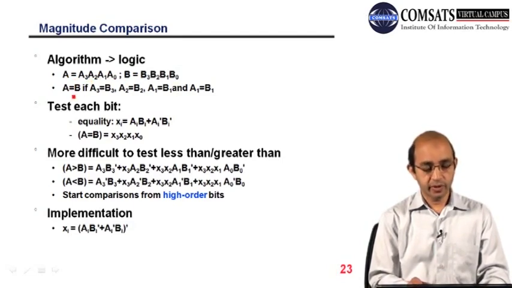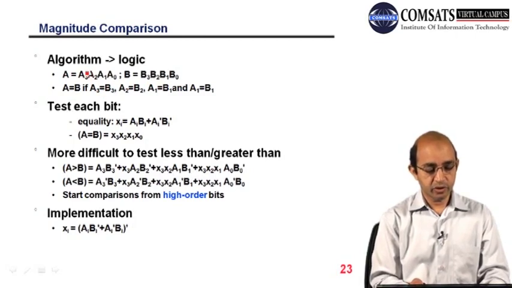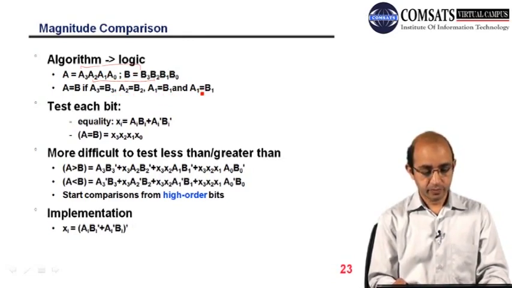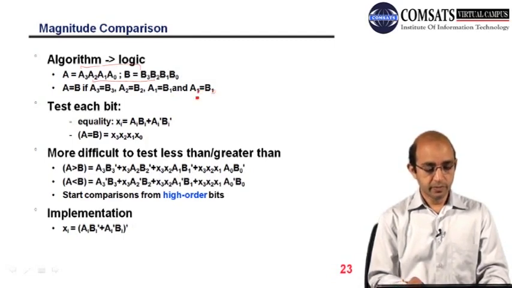So what we will be doing is comparing the corresponding bits. This will be compared with this, and this with this, and so on and so forth. We will compare A3 equal to B3, yes or no. So we will compare the corresponding bits. Here we have 0. Then this is the general expression for equality.